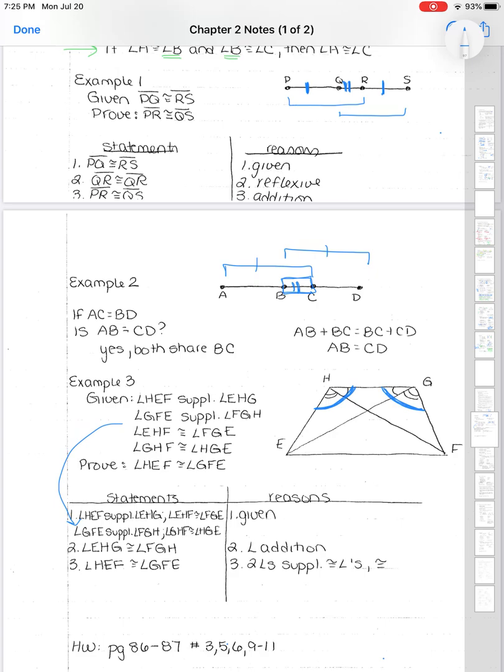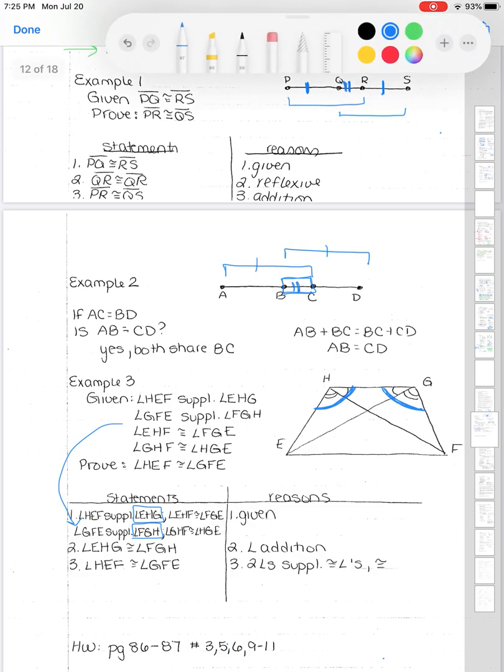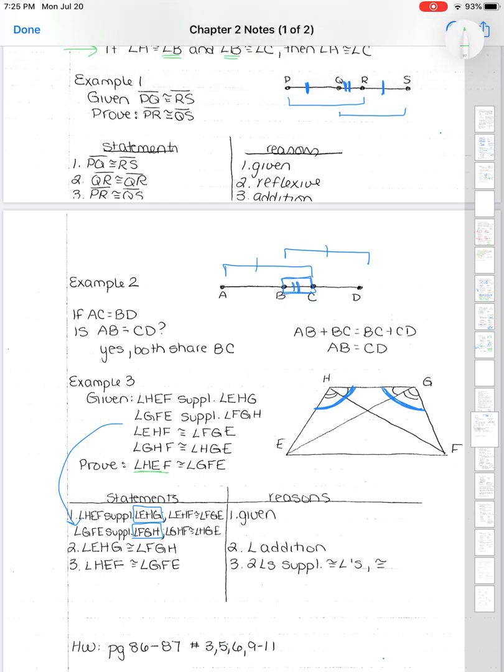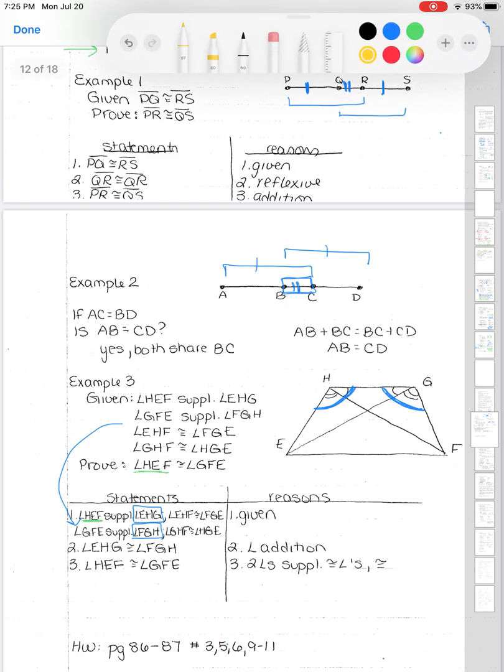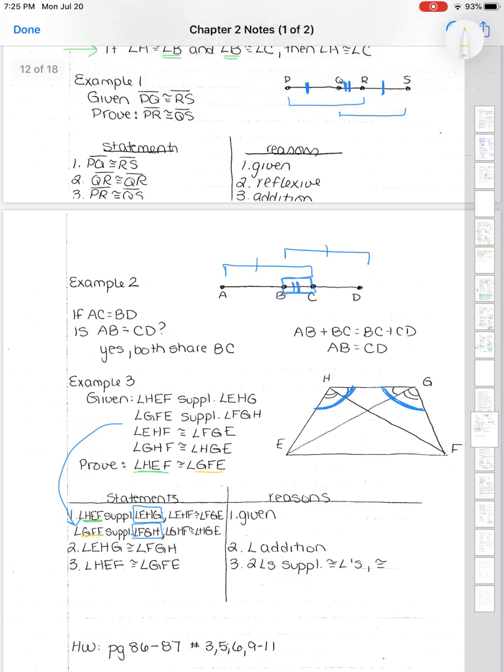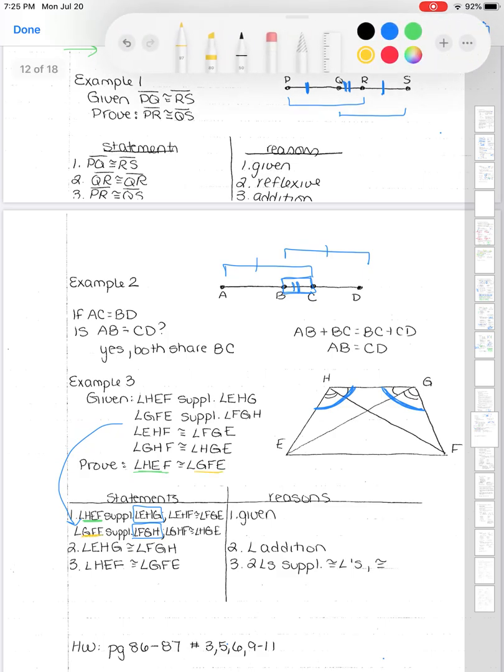Now, if you notice, we have the same markings on both sides of the figure on top. So what I'm going to do is add them up. So I'm going to use angle addition to then say this bigger angle is congruent to this bigger angle because they had the same markings on each of the smaller angles. And then if we go back to our two supplementary statements, we just showed in line 2 that EHG, which is right here, and FGH, which is right here, are congruent to each other. So our proof statement now accounts for the other two angles.